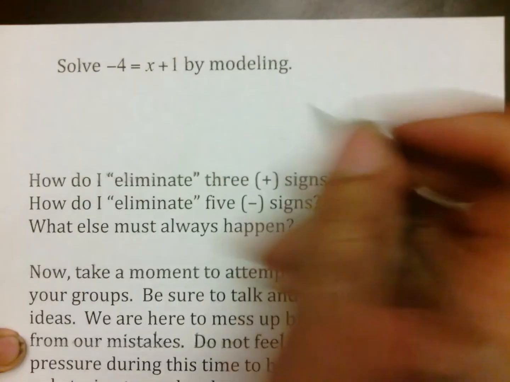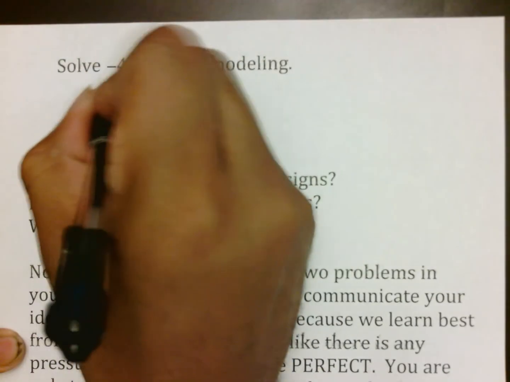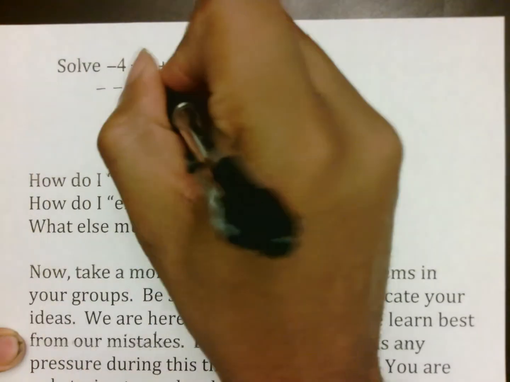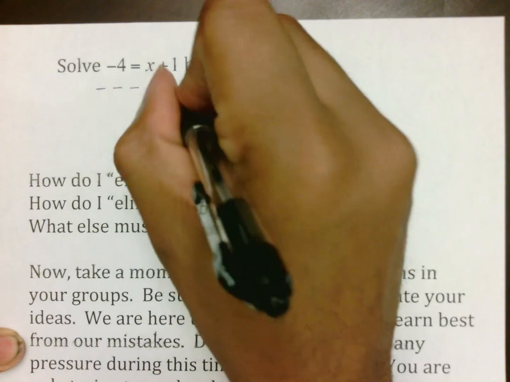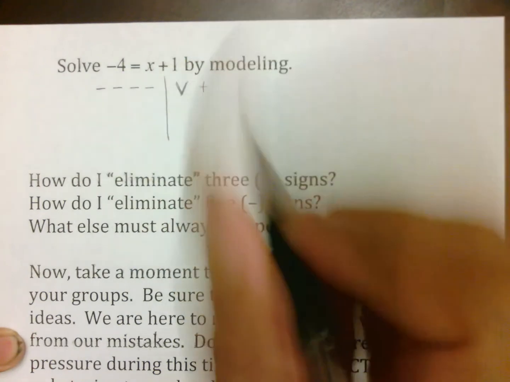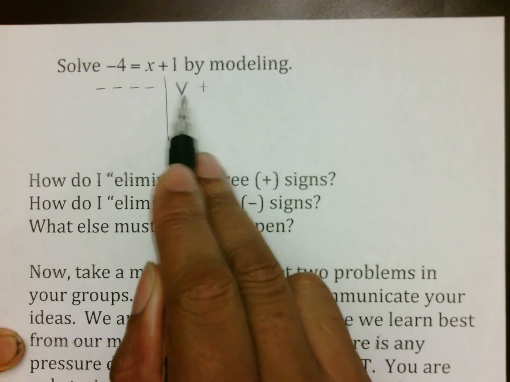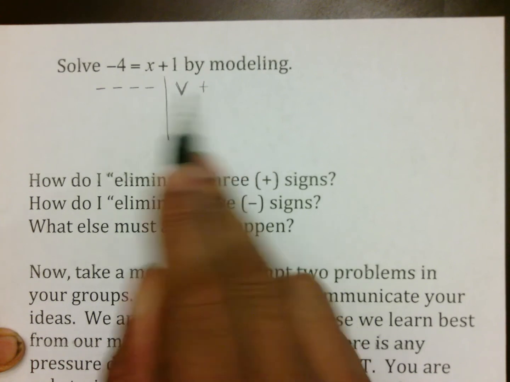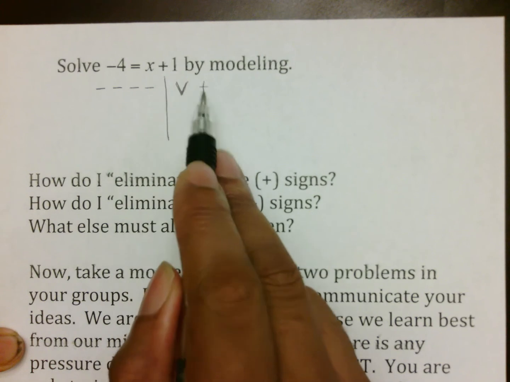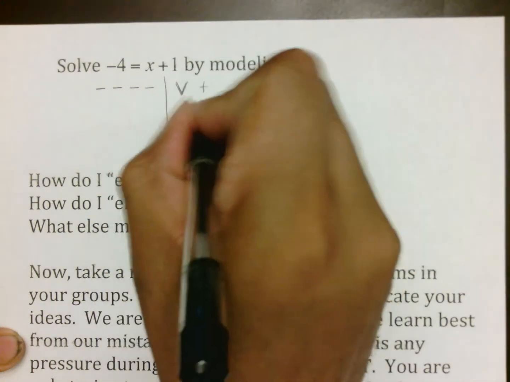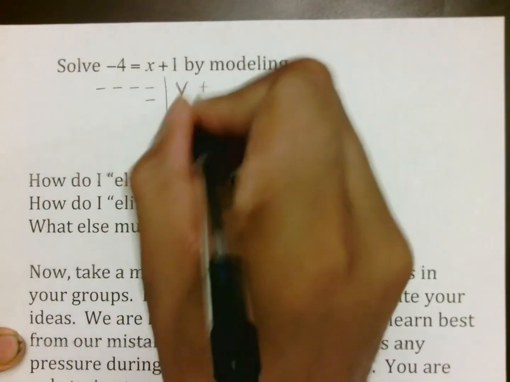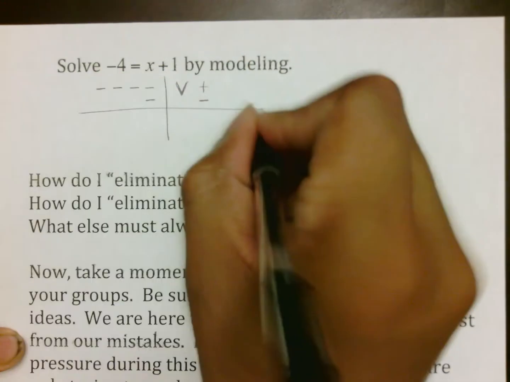Solve negative 4 equals x plus 1 by modeling. Again, negative 4, 1, 2, 3, 4, equals, which means put a wall, x plus 1. Our objective is still to get the cup alone, but this time the cup is on the same side as the plus. It's not over here with those negatives, it's over here with the plus, which is why we make the wall. The way we get rid of this plus is by adding a minus on both sides. Remember, if I add it over here, I have to add it over there.